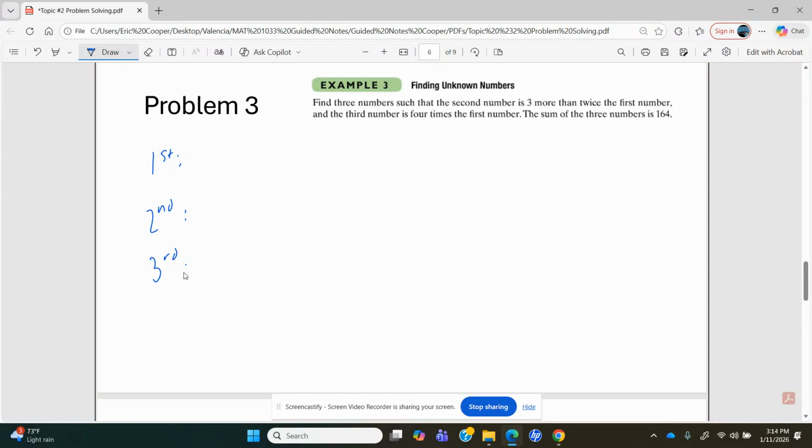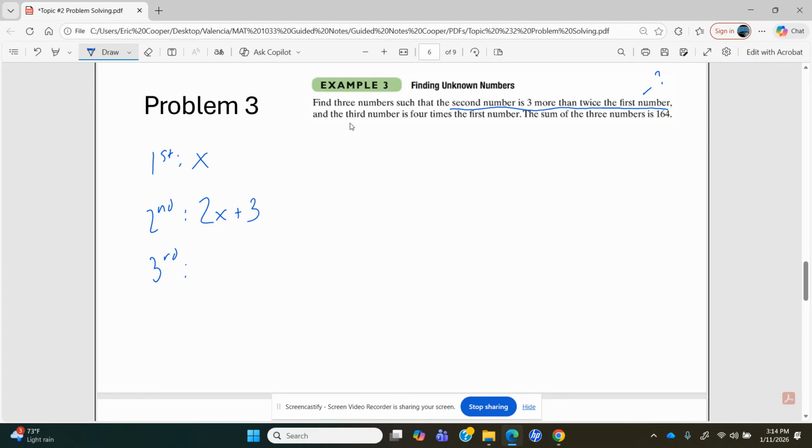Let's go through some clues that they give us. They tell us that the second number is 3 more than twice the first number. The problem is we don't know what the first number is. So if we don't know what something is called in math, we give it a variable name. So let's call the first number X. It tells us the second number is 3 more than twice the first number. Well, if the first number is X, then twice the first number is 2X. And 3 more to that means we've got to add 3 to it.